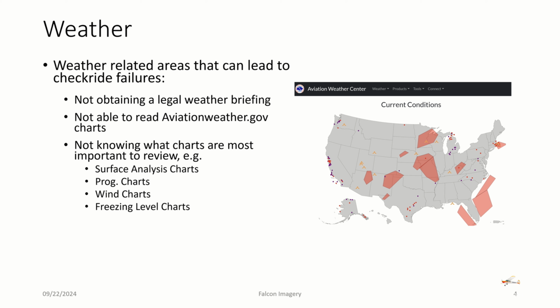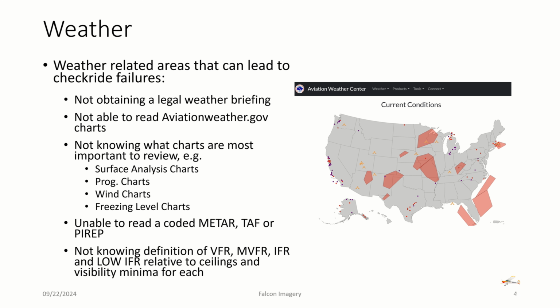Key charts to look at on aviationweather.gov are surface analysis charts, prog charts, wind charts, freezing level charts. Make sure you can read and understand everything on those types of charts. Also, being unable to read a coded METAR, TAF, or PIREP. It's important that you can read the coded messages. They're still required by the FAA. Just reading an unencoded version is not going to be good enough. And lastly, you've got to know the minimums in terms of visibility and ceilings for VFR, marginal VFR, IFR, and low IFR conditions.